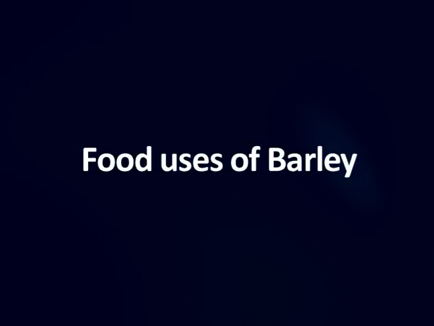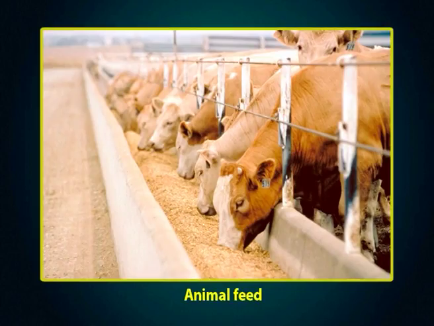Now, the food uses of barley. The major use of barley is as a component of animal feeds. It's also used in some foods for humans. Barley may be roasted and ground, the product being extracted with hot water to provide the basis of hot drinks used worldwide as a caffeine-free health drink.